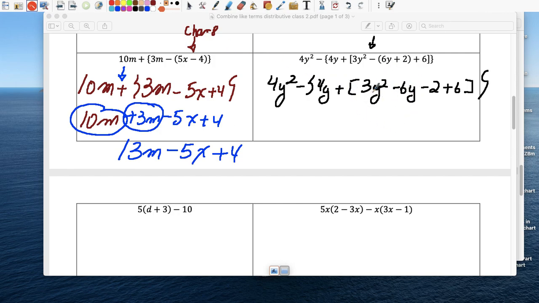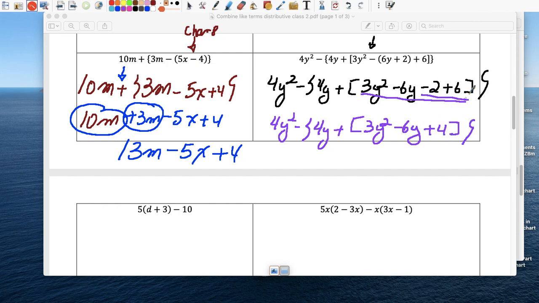Now, can I combine anything in here, guys? I can combine the 2 and the 6, but not the y's because they're not the same. So 4y squared minus braces 4y plus brackets 3y squared minus 6y. I can't combine those, but I can combine negative 2 and 6, and that gives me positive 4.